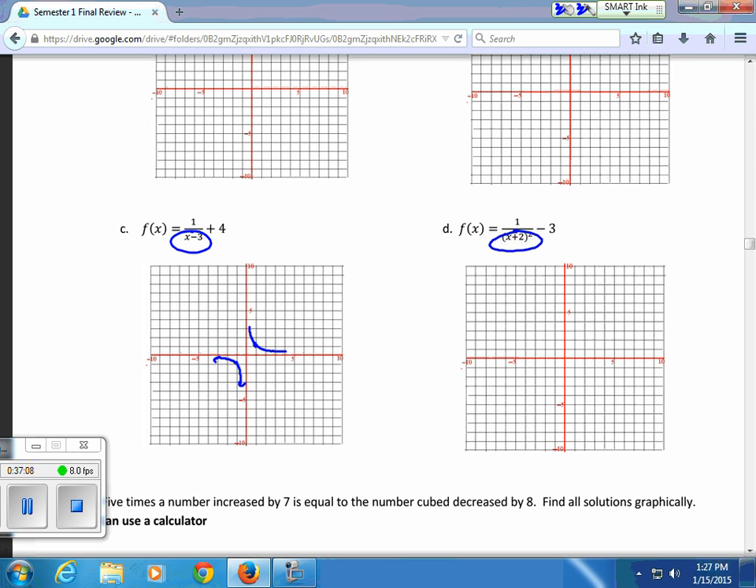And then I just have to move it 3 to the, and what's that? Up 4, good. And this one over here, it's a volcano, which basically goes through here and here, and then is moved 2 to the left and then down 3.